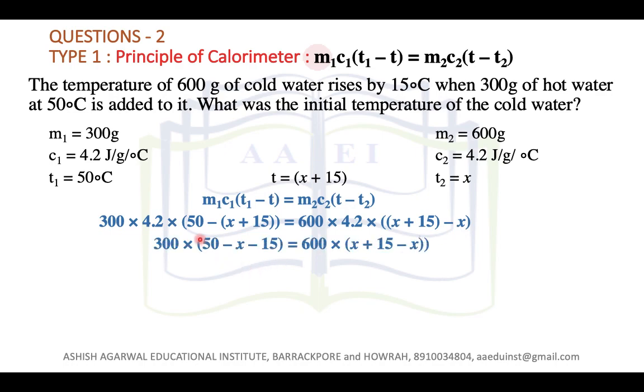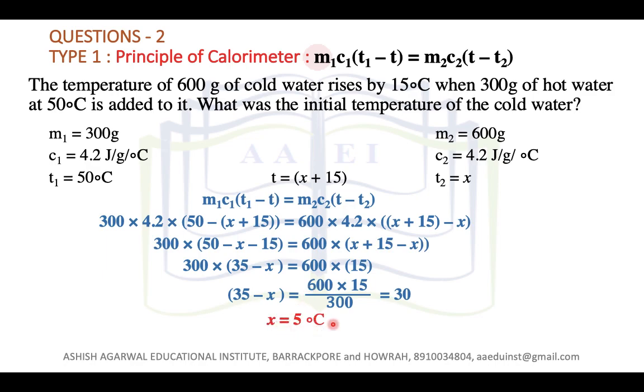Open the brackets. Once we open it, in the next step, 4.2 and 4.2 terms we have cancelled. Same term from both the sides in multiplication format we have just cancelled. So we have remaining 300, and once you open the bracket here, it is 50 minus x minus 15, and the right hand side it is x plus 15 minus x. A little bit of more solving will give us (35 minus x) multiplied by 300 on the left hand side, and this x and x cancels, we are left with 15, so 600 into 15. Now solving this, you will get x is equal to 5 degrees Celsius.